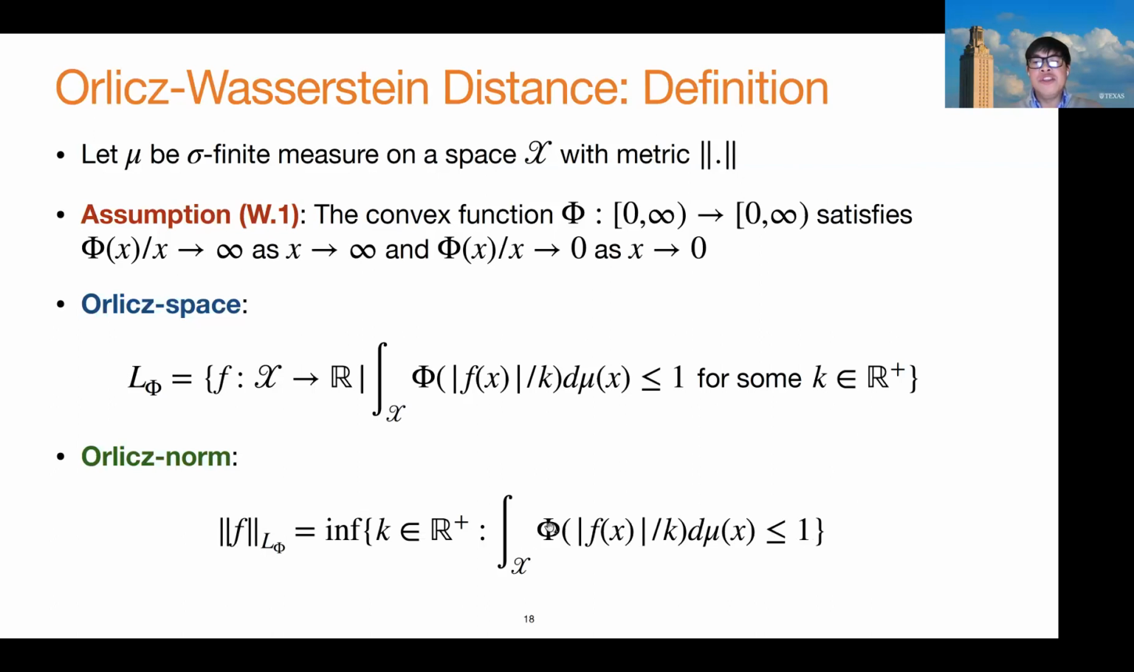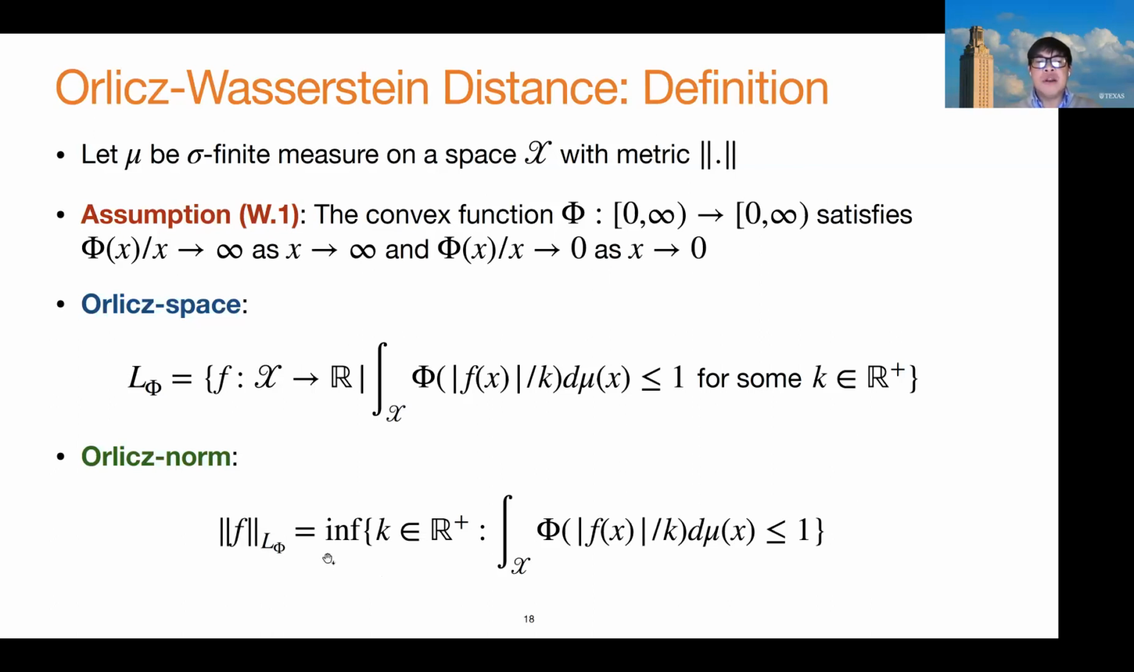Then if phi is just a polynomial x squared, as I mentioned, it becomes the standard L2 norm. Or if we consider a polynomial x to the r, then the Orlicz norm becomes the standard Lr norm. So this means that the Orlicz norm is a generalization of the Euclidean norm, or the Lp norm that we usually have.